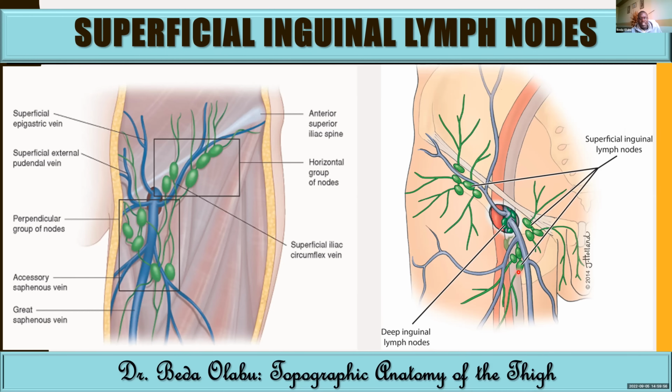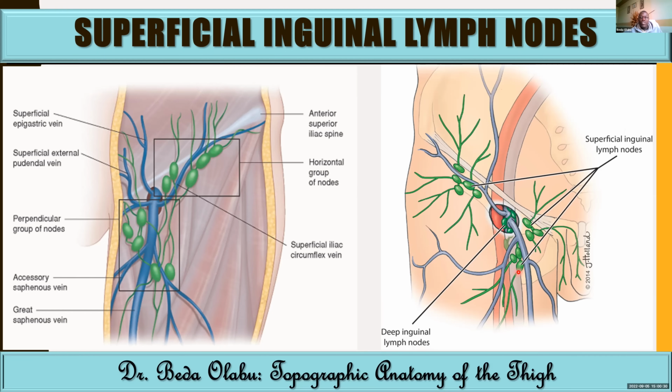Having said that, it therefore means that this vertical group of superficial inguinal lymph nodes drains a big part of the superficial structures of the lower limb. We can say that the whole of the free lower limb, where the free lower limb here refers to the foot, the leg, and the thigh, most of that will drain into the vertical group of superficial inguinal lymph nodes, except the territory which is drained by the popliteal lymph nodes.